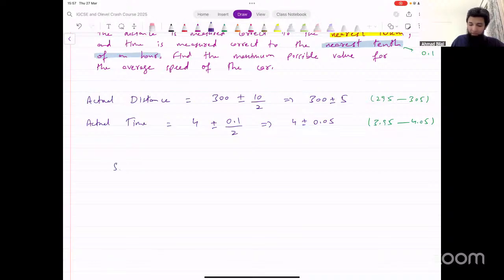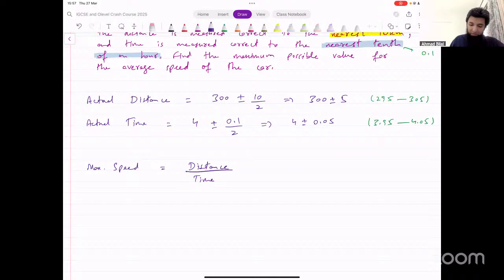What is speed given by? Average speed formula is distance over time, right? Speed is calculated as distance over time. If we want to maximize speed, we want the maximum possible value for speed.